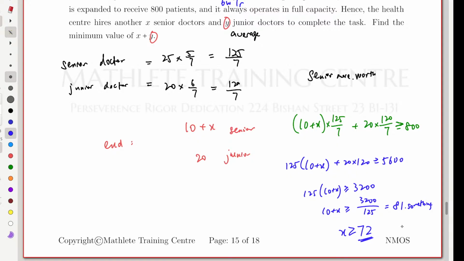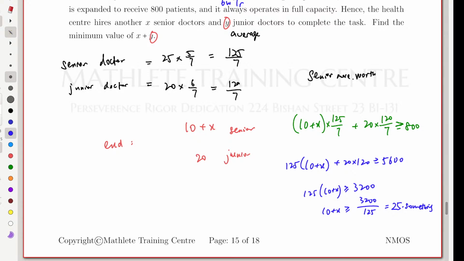Oh, no, no, it's not 81 point something. I did the calculation wrong. Wait. Up to this step is still correct, but I divided wrongly. This is not 81 point something. This is 25 point something. I don't know how I calculated 81 point something. This is 25 point something. Sorry about that.